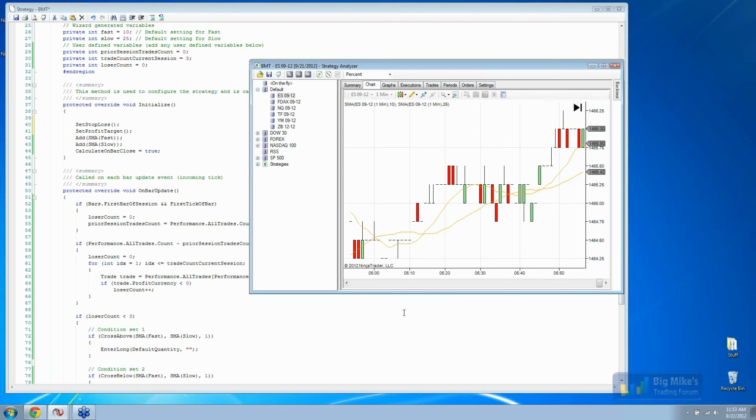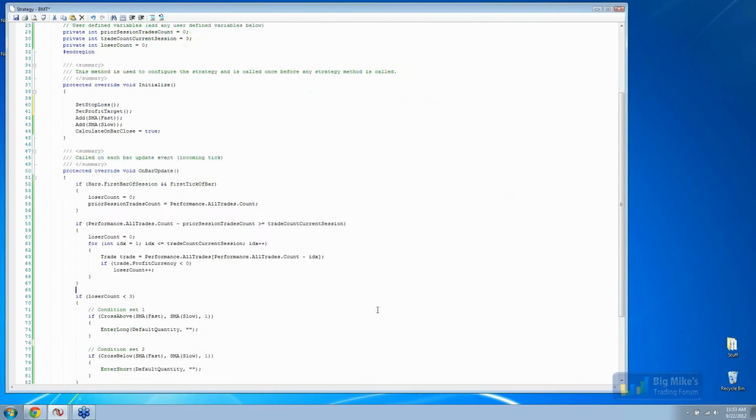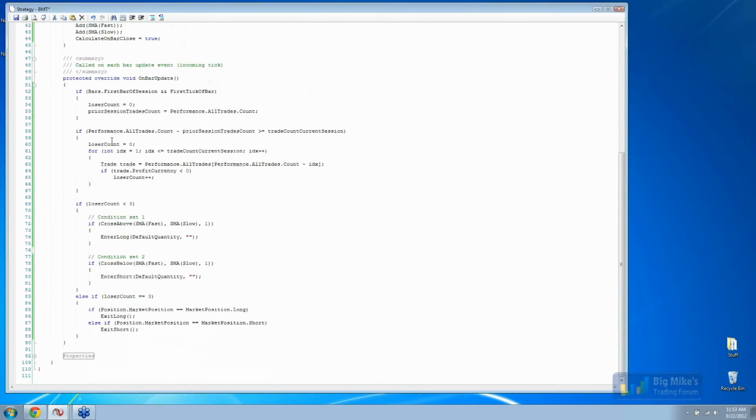But I think that's it. We saw a few problems in our code over here in terms of the loop, but that's okay. Hopefully you guys saw how you can program this kind of technique and understand the value of this performance class, the trade object, and the trade collections. So those were the 3 concepts.